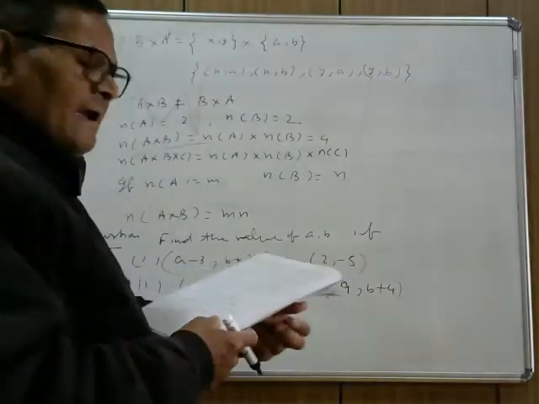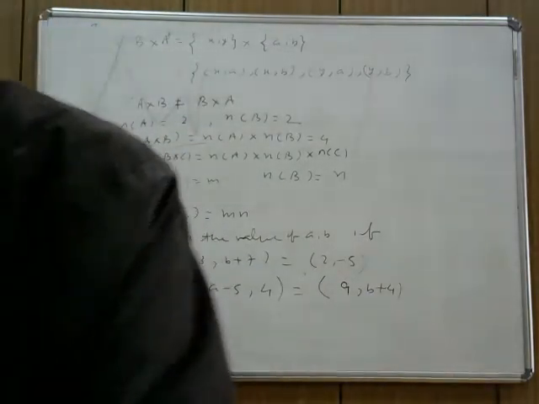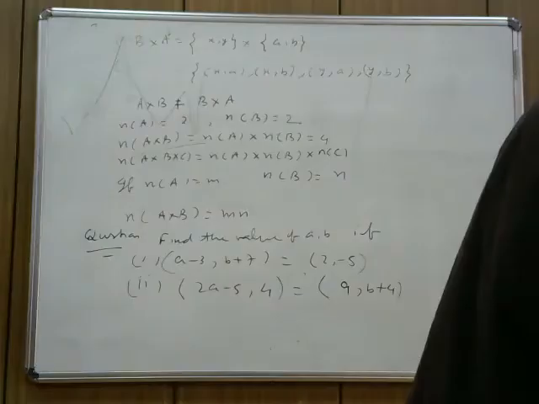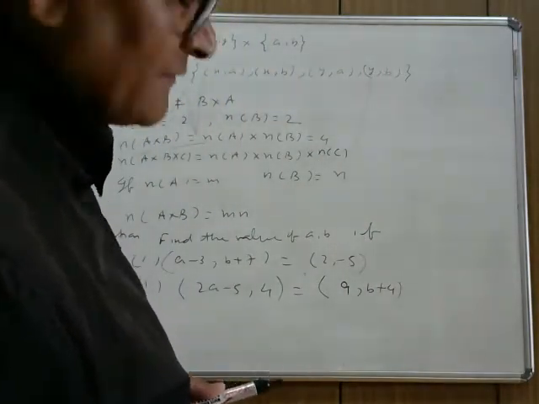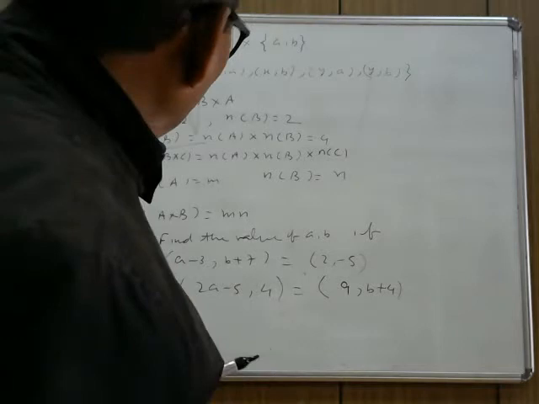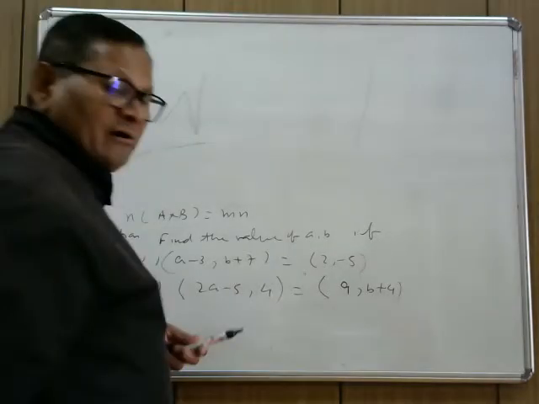So you see that you have been given that these two ordered pairs are equal. When two ordered pairs are equal, then their corresponding elements are equal. Apply the definition of equal ordered pairs and you will have the values of A and B, by using the definition of equal ordered pairs.